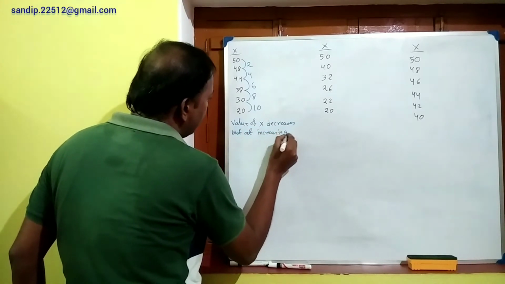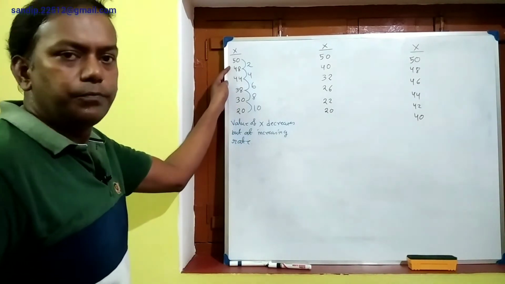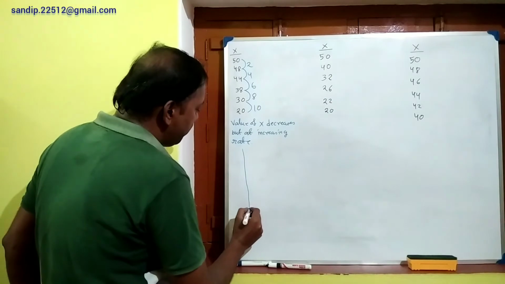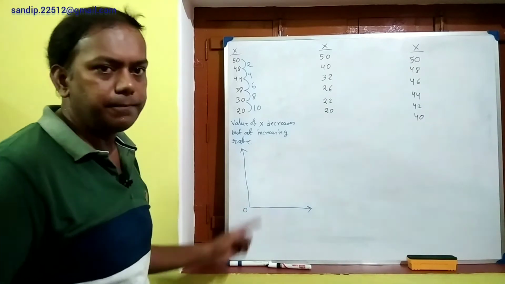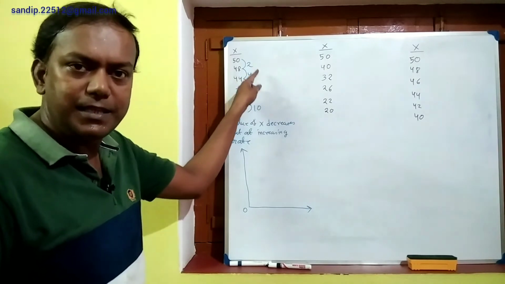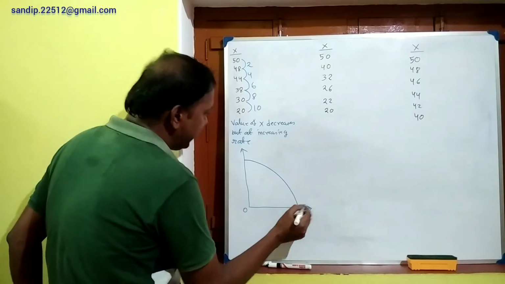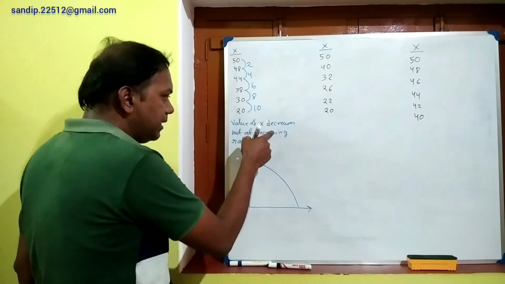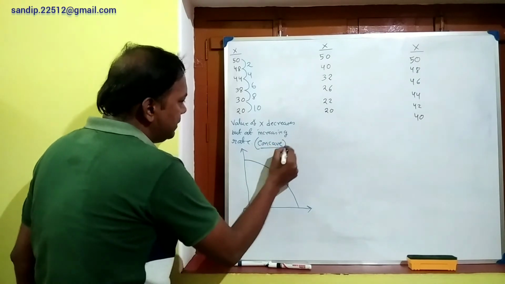So students, keep it in mind, if the value decreases, then obviously I can tell the curve will be downward sloping. But as its value has decreased at increasing rate, so here the curve must be concave. Means when the value of any variable decreases at increasing rate, the curve must be concave. This is the mathematical concept.